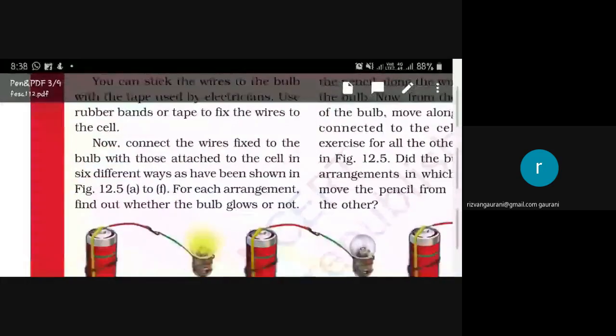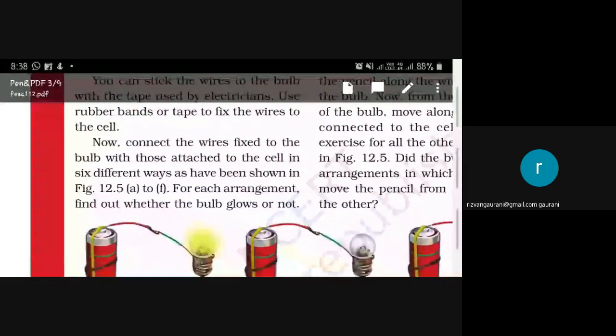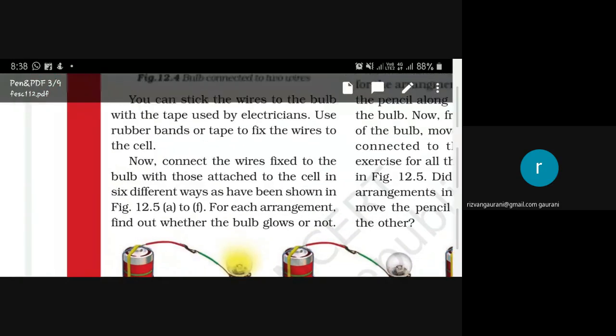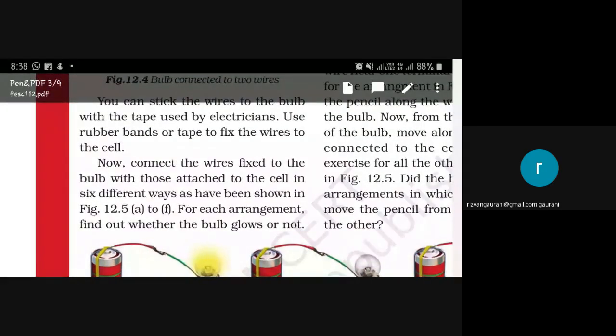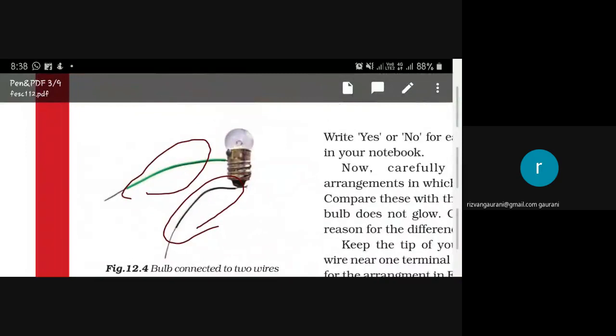For each arrangement, find out whether the bulb glows or not. Okay, now what do we have to do? We have to stick that wire in the bulb with the electrician tape. The tape that electricians use, black color, blue color, red color, that tape.